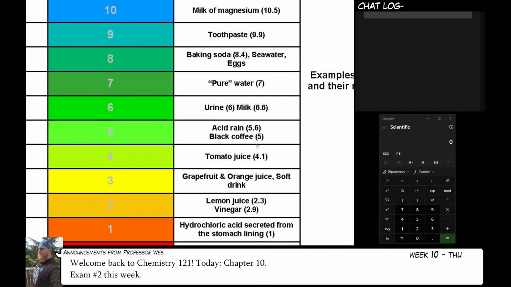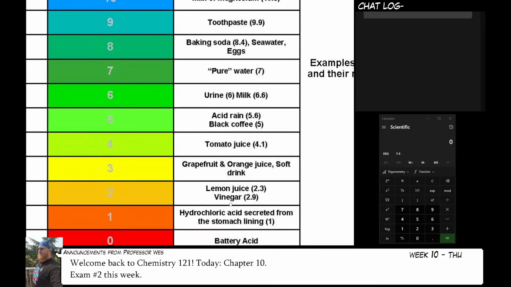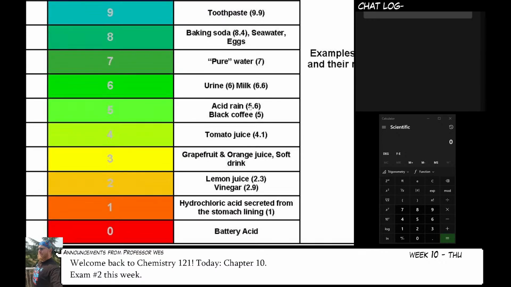Coffee is slightly acidic. Tomato juice and then common fruits get more and more acidic from there. So things that have citrus in them, so lemon, lime, orange, grapefruit, these are all things that have what we would say low pH. I keep wanting to say high, but these are lower numbers. You'll notice that as we get farther away, the things start to get more, we'll say hostile, I guess.